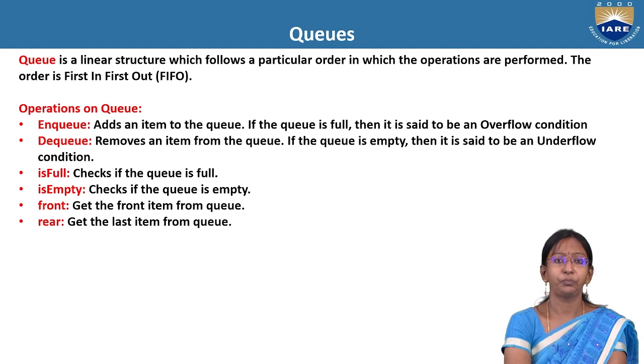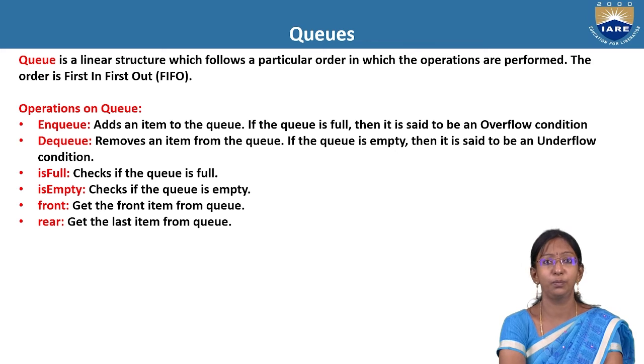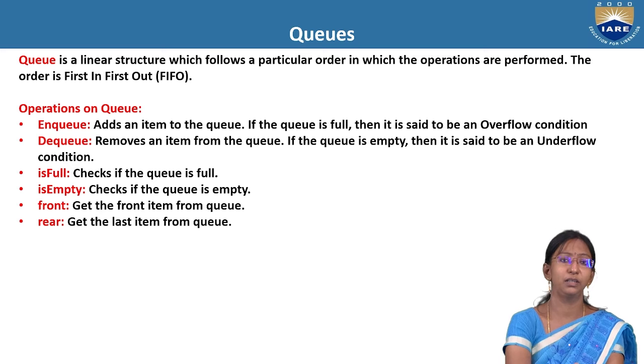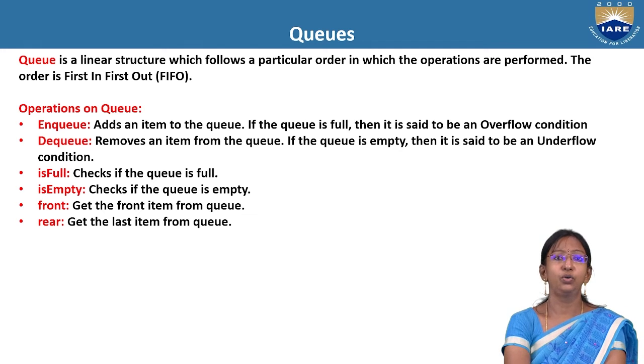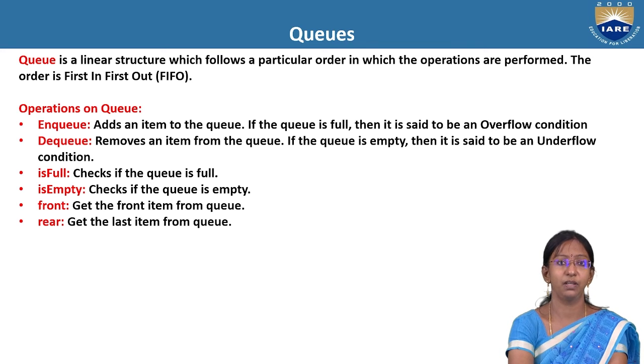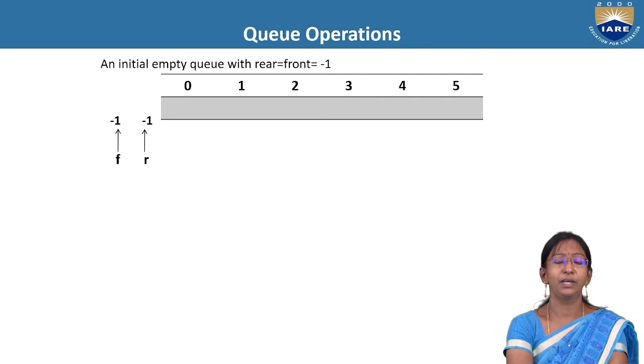Okay, next linear data structure is queues. Queues follow first in, first out. The element which enters first will be removed first, right? So the basic operations are enqueue to insert an element, dequeue to delete an element, isFull to check whether the queue is full or not, isEmpty to check whether it is empty or not. Front and rear are the two functions to return the element present at the front and rear ends respectively. Okay, so let's have a look at the operations on a queue.